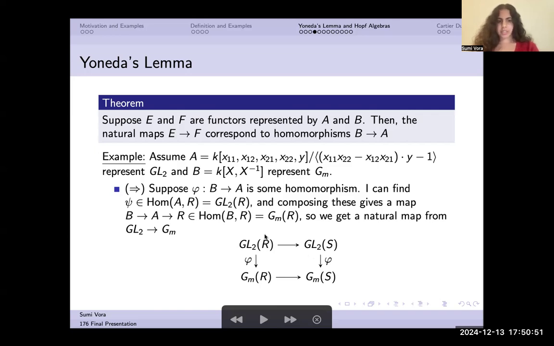And composing these maps gives B to A to R, right? So we do phi, which is B to A, and then psi, which is A to R, and that's going to be a homomorphism in GMR, right? Because that's exactly like the set of homomorphisms from B to R. And so we get a natural map.